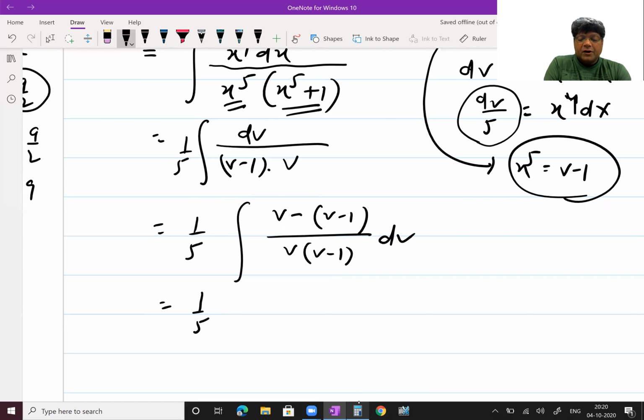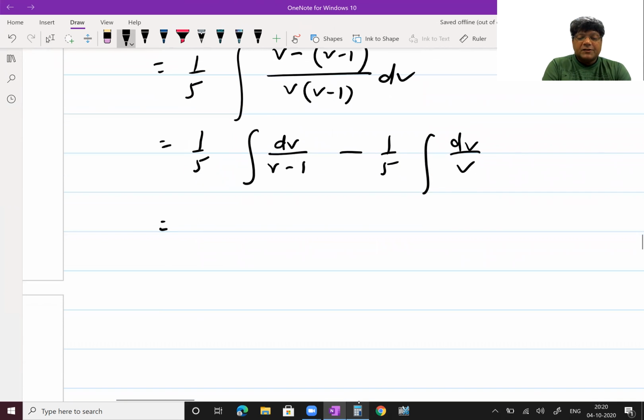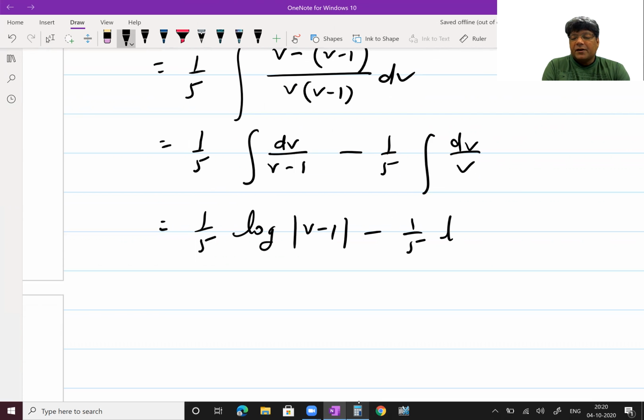So if you remove this, v by v minus 1, v cancel, dv by (v minus 1), minus 1 by 5, v minus 1, v minus 1 is cancelled, dv by v. So guys, this is equal to 1 by 5 log of (v minus 1) minus 1 by 5 log v plus c. What you can do, you can take 1 by 5 common. So log m minus log n is log m by n. It will be log of (v minus 1) by v.